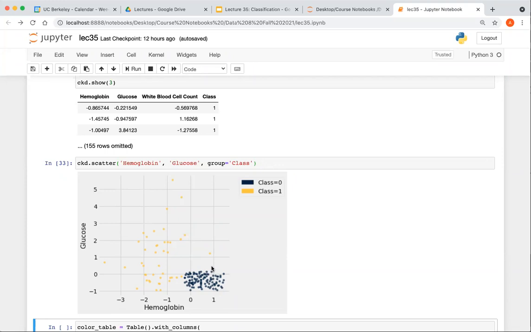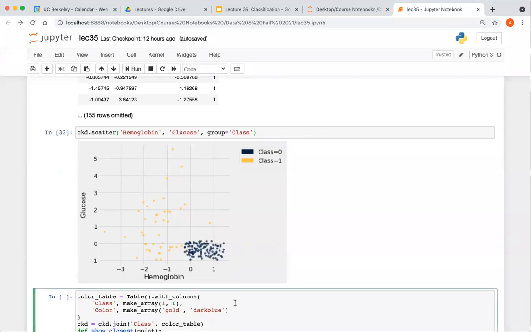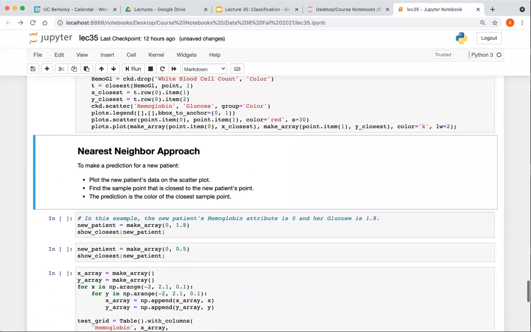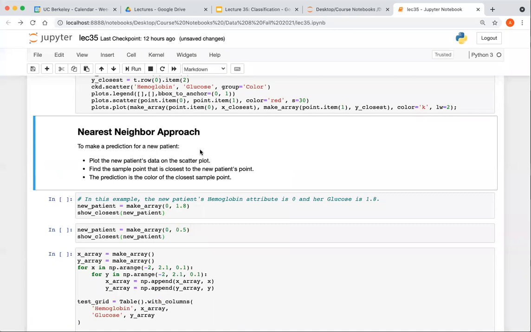And if that nearest neighbor, if our point is here, the nearest neighbor happens to be blue, then we're going to say blue. That's a classifier. And so I'm just going to run a cell that does some classification for me. So the nearest neighbor approach is you plot the new patient's data on your scatter plot, find the sample point that is closest, and your prediction is the color of that historical point.